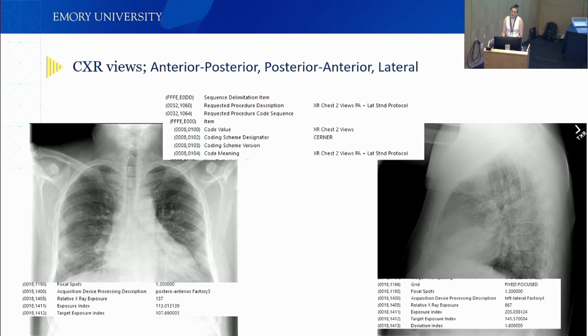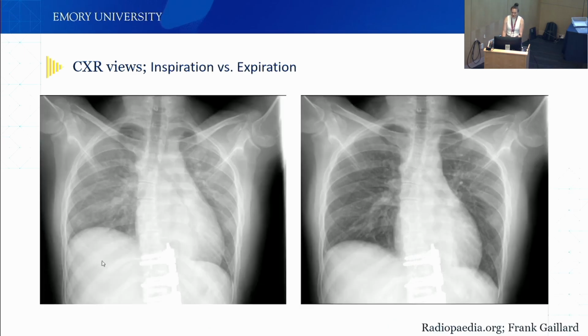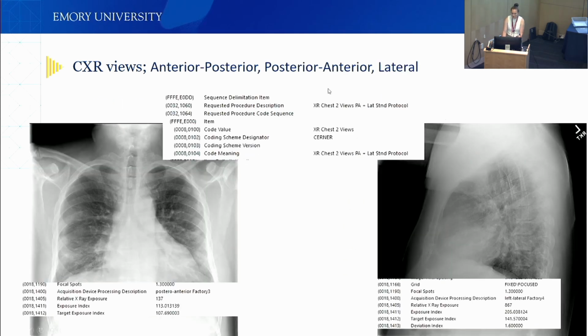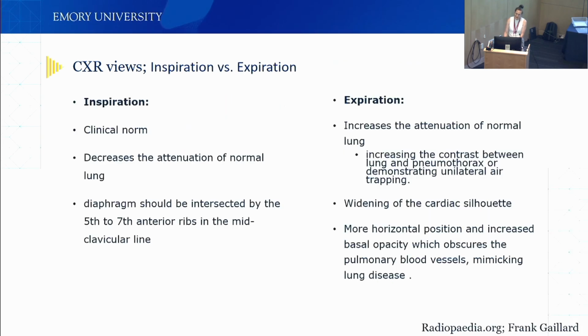No, so the views are in this is not. So that's why it's counting the ribs and seeing how dark it is. And of course, it's way easier when you see them next to each other. What you do sometimes see is in the requested procedure description, they sometimes mention if it's an inspiration or expiration, but it's not standardized. So it's just a text field, which makes it a lot harder to do.